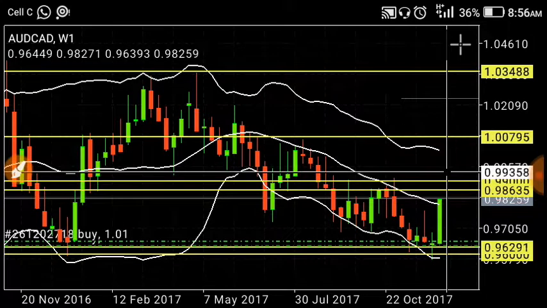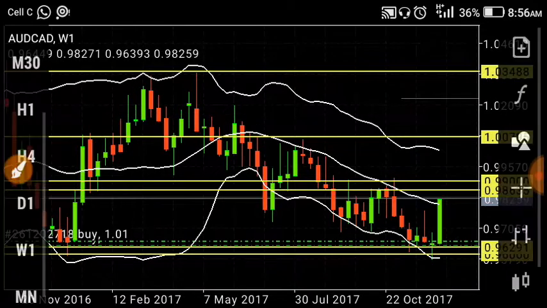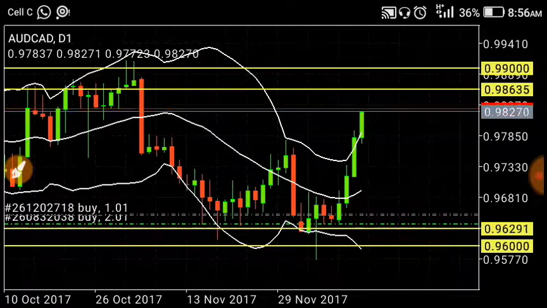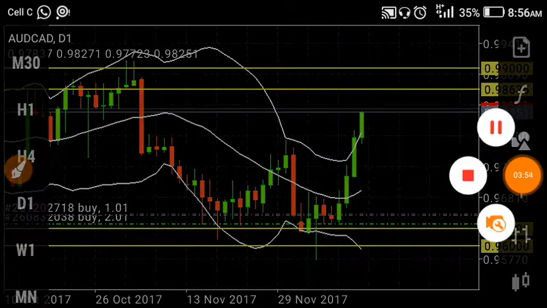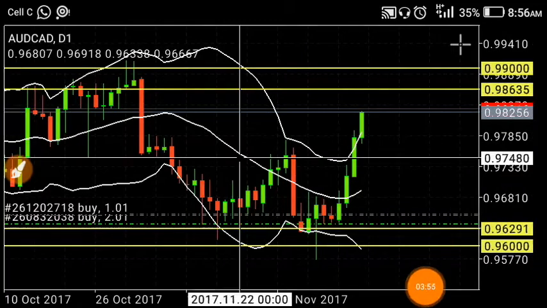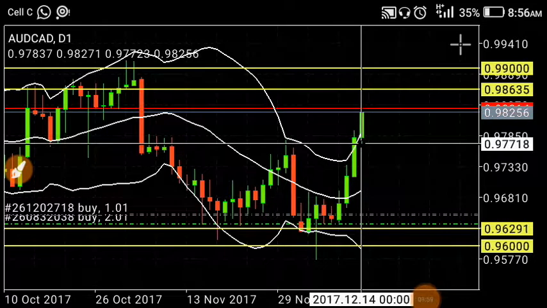So we're not going to close it, but we're going to hold it and trail our stop on a daily chart on today's candle's low, which will be around here. So we're just going to lock in our profit and let this trade run. So that's one of the things that we are looking at.